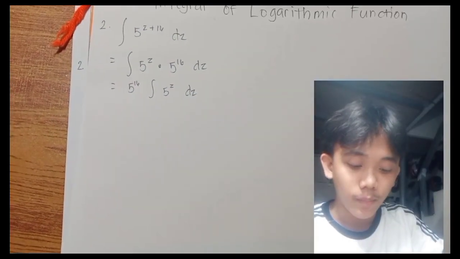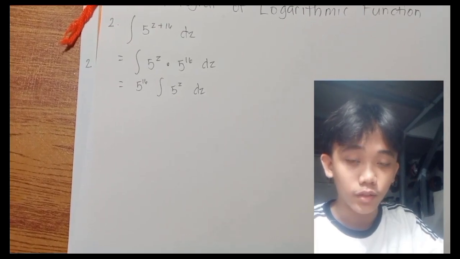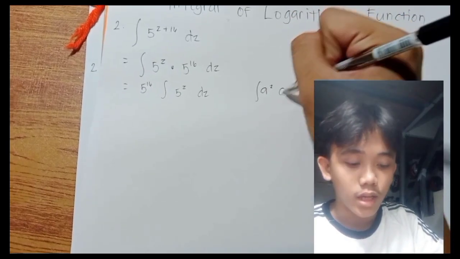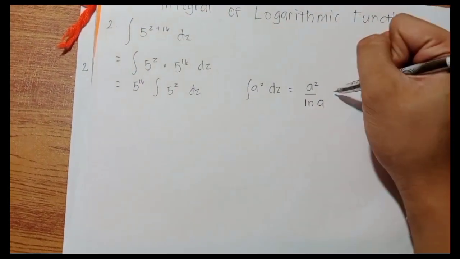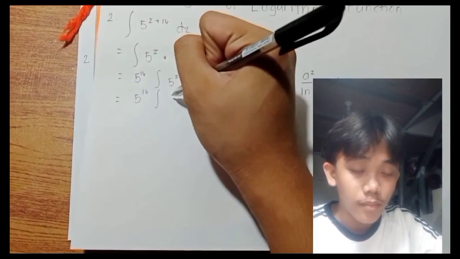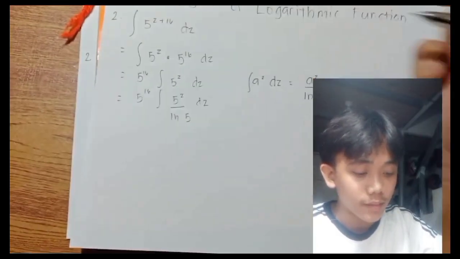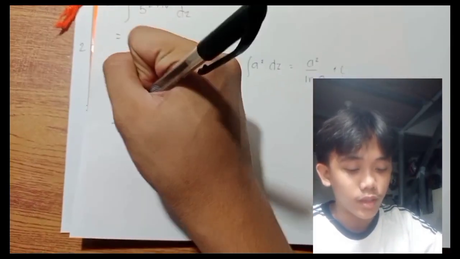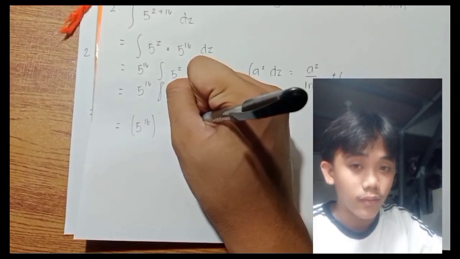You might think that we still need to simplify 5 raised to 16, but we don't have to. So what we will do is integrate 5 raised to z. There are properties for integrating this kind of problem. We can express it as 5 raised to z over ln 5. We just keep the 5 raised to z over ln, and the coefficient is just 5. So the integral of 5 raised to z is 5 raised to z over ln 5.